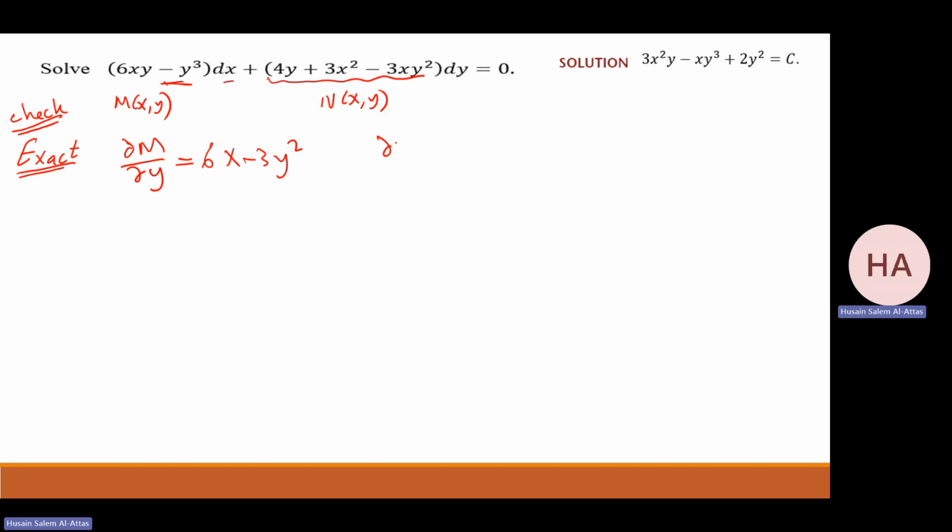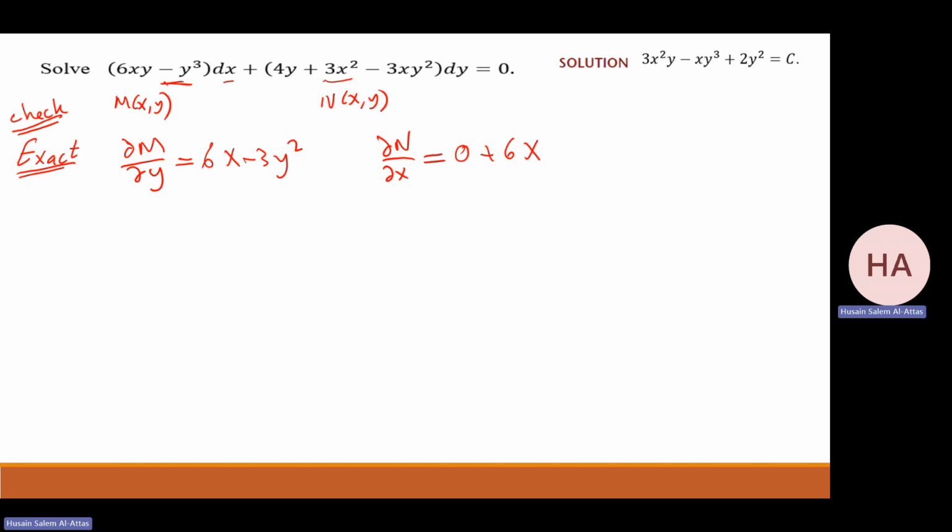Okay, let me go now partial N with partial x. Let me start one by one. This one, just a constant. Now I need to find the partial derivative with respect to x. So anything with y is constant. So for y, just a constant. What's the derivative of constant? 0. What's the derivative of 3x squared? That will be 0 plus 6x.